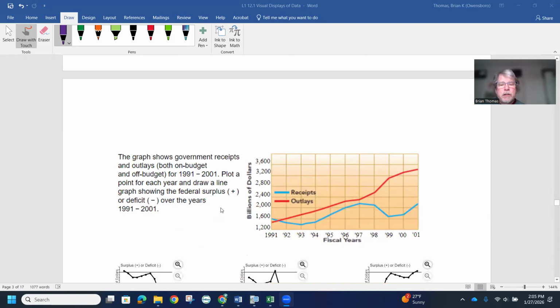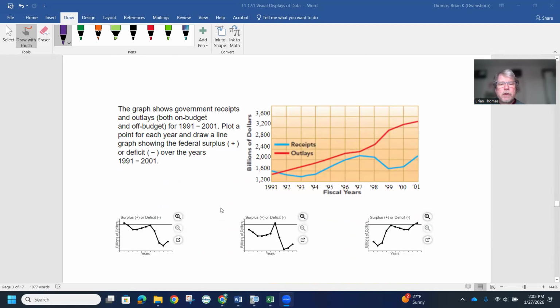In question eight, we're given a graphic like this. The graph shows government receipts and outlays, both on budget and off budget, from 1991 to 2001. So this is pretty old material here. The question says to plot a point for each year and draw a line graph showing the federal surplus or deficit over the years.